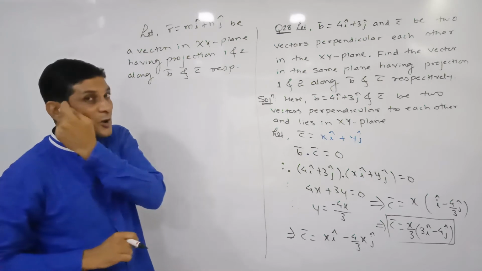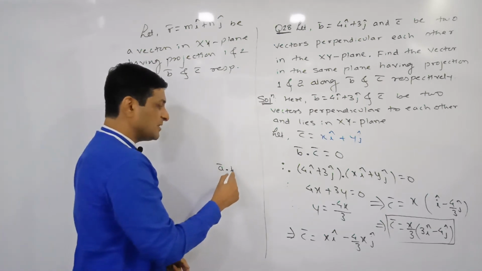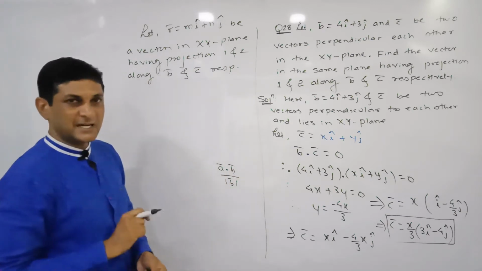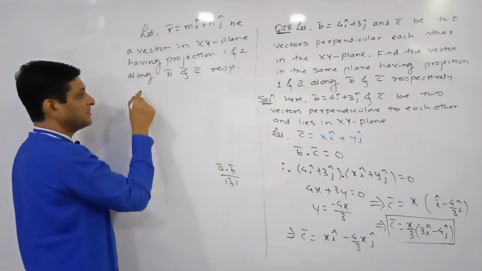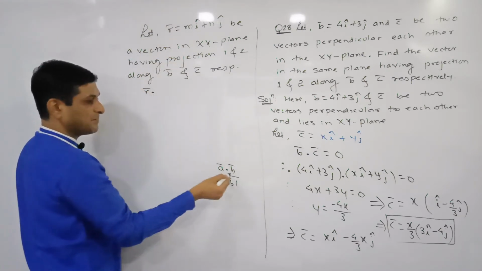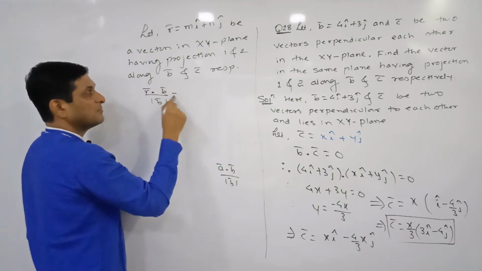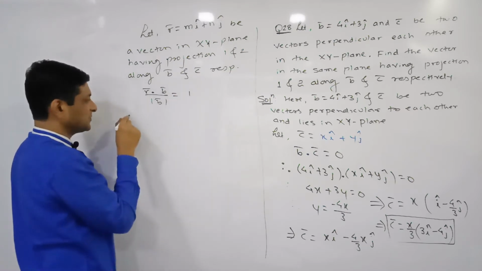1. And what is the formula to find the projection of A bar on B bar? Projection of A bar on B bar can be found by applying this formula: A bar dot B bar divided by magnitude of B bar. So projection of R bar on B bar can be found using the same formula: R bar dot B bar divided by magnitude of B bar. But the value of projection is 1. Now the remaining part is just to substitute the values.